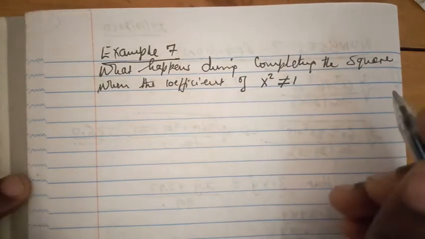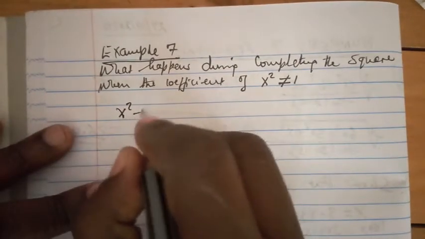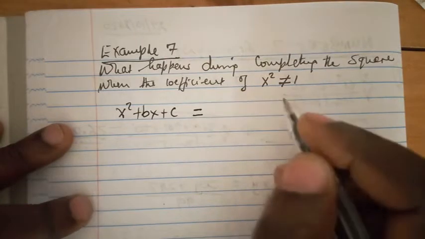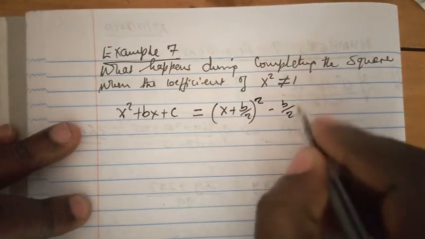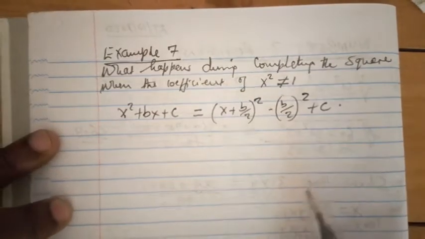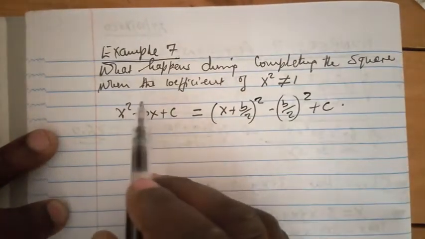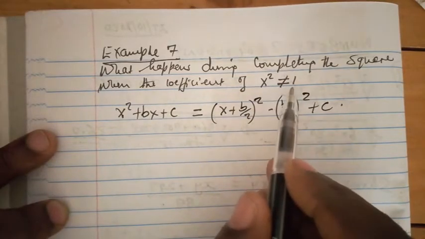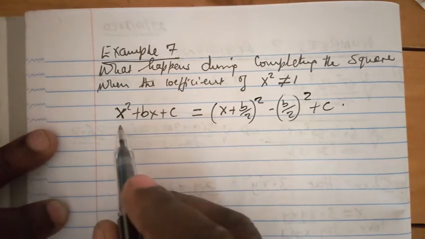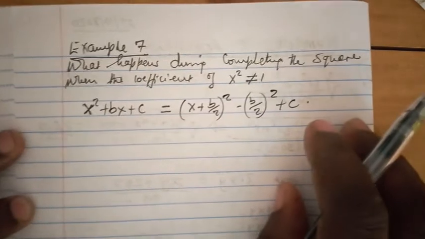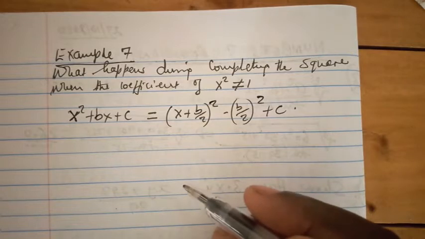And now that we have had that in case we have x squared plus bx plus c is equal to x plus b over 2 squared minus b over 2 squared plus c, the question is what happens during completing the square when the coefficient of x squared is not equal to 1. This is a case where the coefficient of x squared is 1. So what happens when the coefficient of x squared is not equal to 1? That is the question we need to answer in this video.